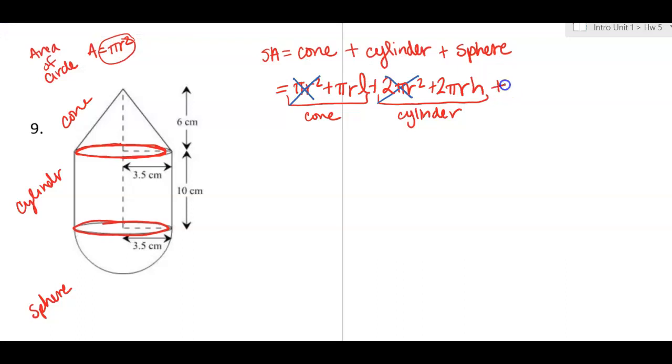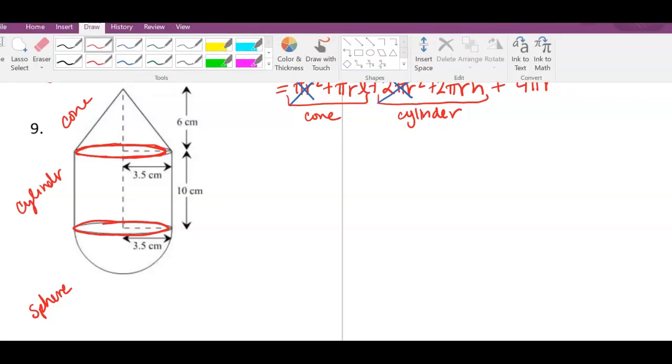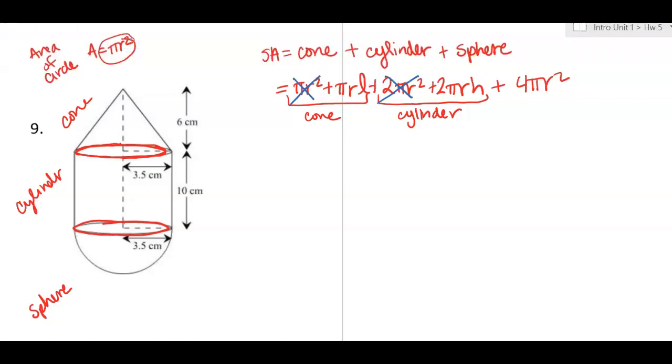For the sphere, it's normally 4 pi r squared. But we don't want an entire sphere. The picture that we have here only covers half of the exterior of the ball or the sphere. So the adjustment that we need to make to that formula is that we want to divide it by 2 or multiply it by 1/2.